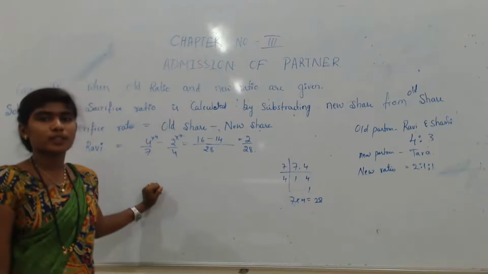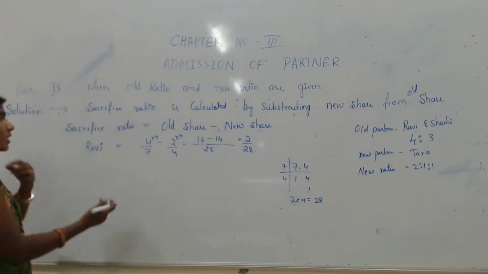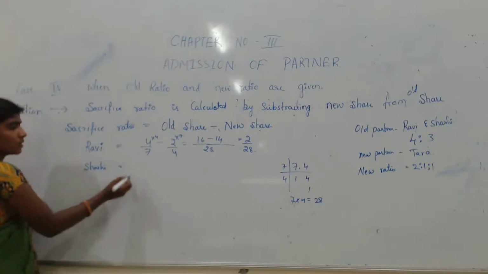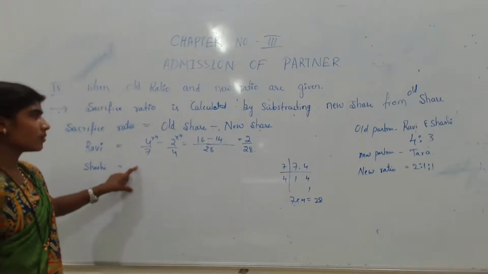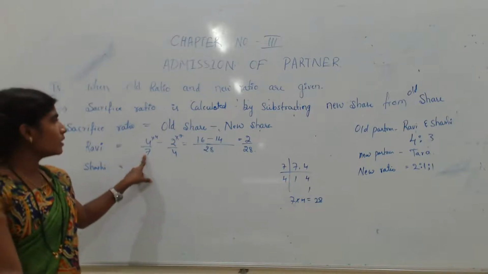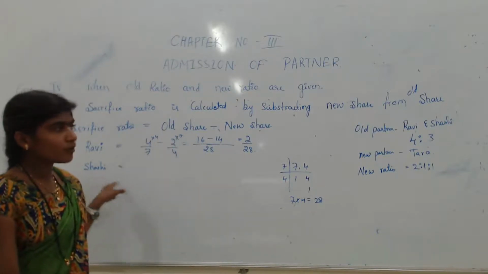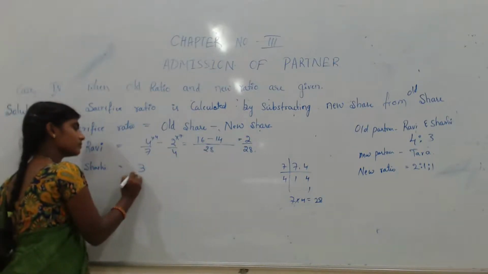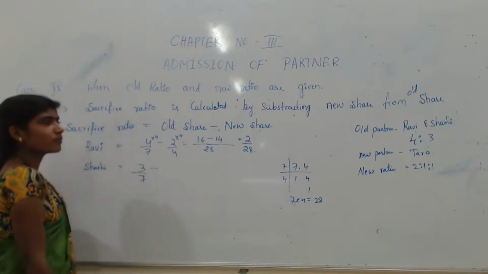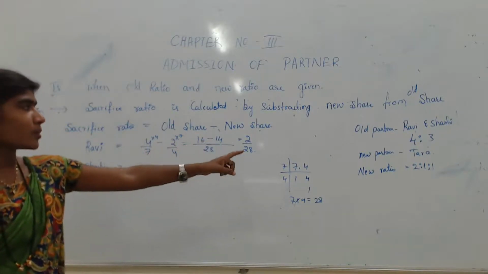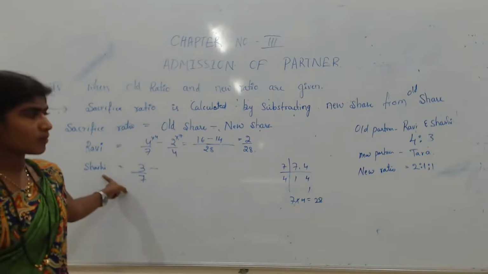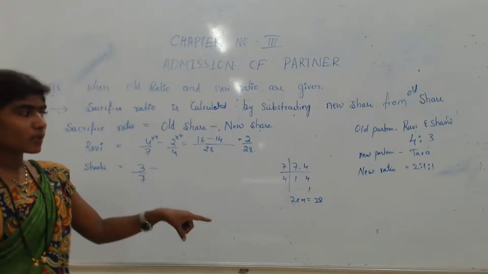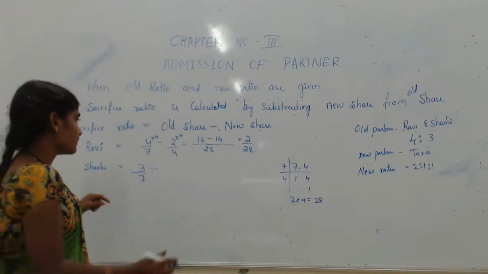Then 2/28. It is the sacrifice share of Ravi. Next, Shashi's sacrifice share. Same. What is the old share of Shashi? 4:3, no? So 3/7, minus the new share of Shashi. What is the new share of Shashi? 2:1:1, no? So 1/4.